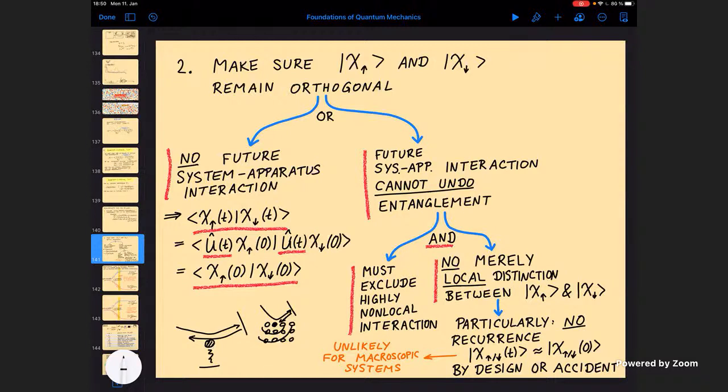Maybe it's irreversible because somehow, for some reason, there will be no future system apparatus interaction. Or maybe it's irreversible because so many degrees of freedom are there in the apparatus, and they went to a state where it's very unlikely to have any recurrence, and you also don't have any non-local interaction on none of the crazy observables and so on. So then you go into the details. But if you want to have a one sentence description, yes, it's the irreversibility that helps us.